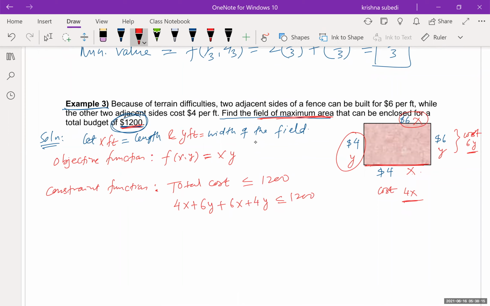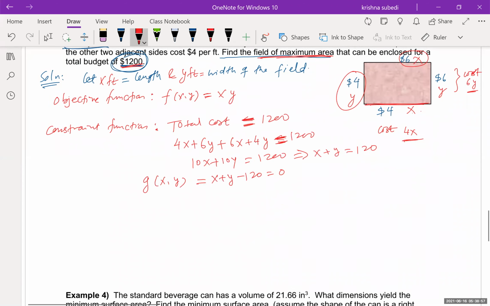But to make life easy, we'll simply write the equal sign. So in this case, you get 10x plus 10y equals 1,200. That gives me x plus y equals 120. So you can write this as x plus y minus 120 equals 0, and we represent this by g(x,y). Okay, we have the objective function, we have the constraint.